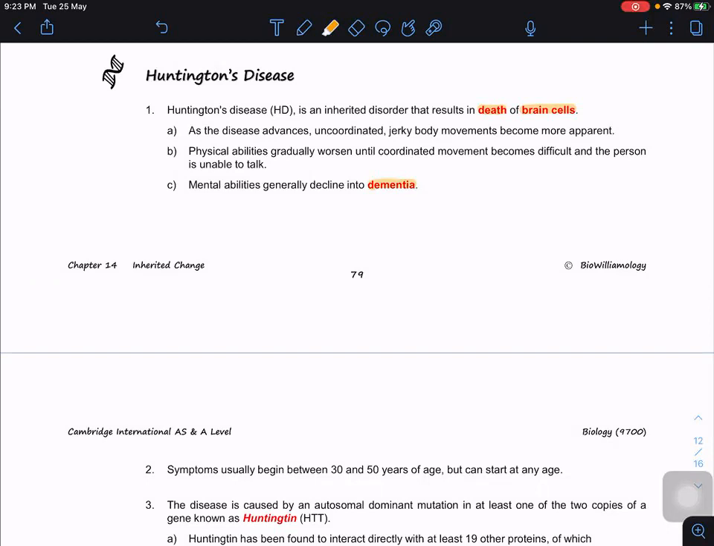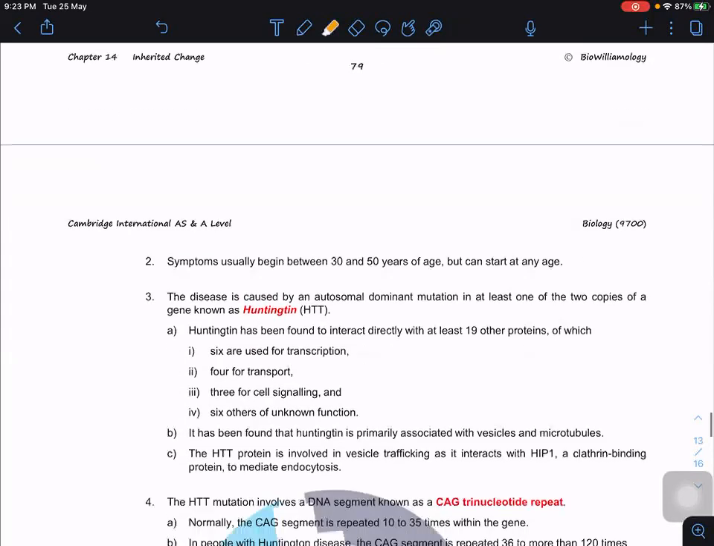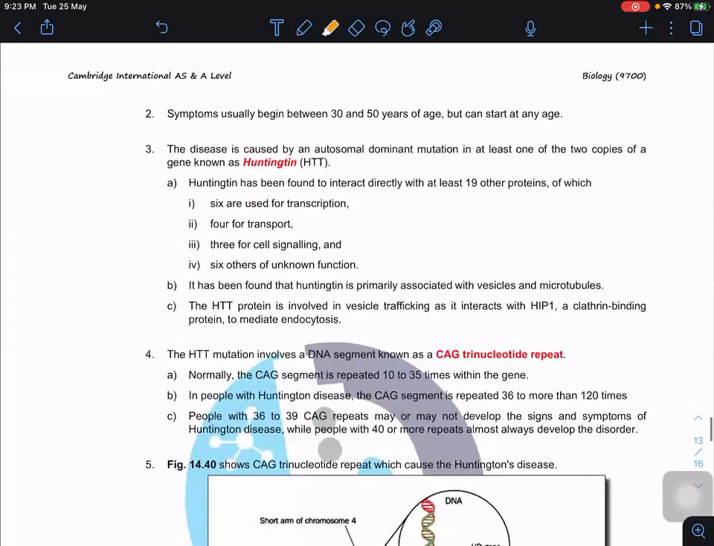Basically, you tend to forget because your brain cells die progressively. The disease is caused by autosomal dominant mutations, where autosomal dominance means that a person only needs to have one copy of the mutated allele to get the disease. The gene is called the Huntington gene.